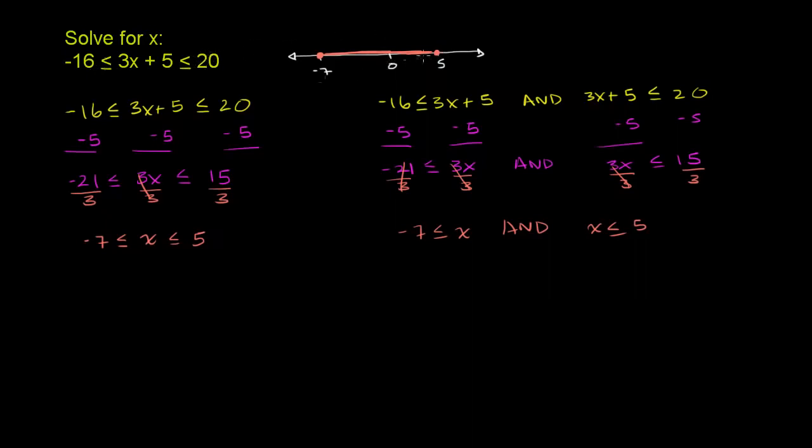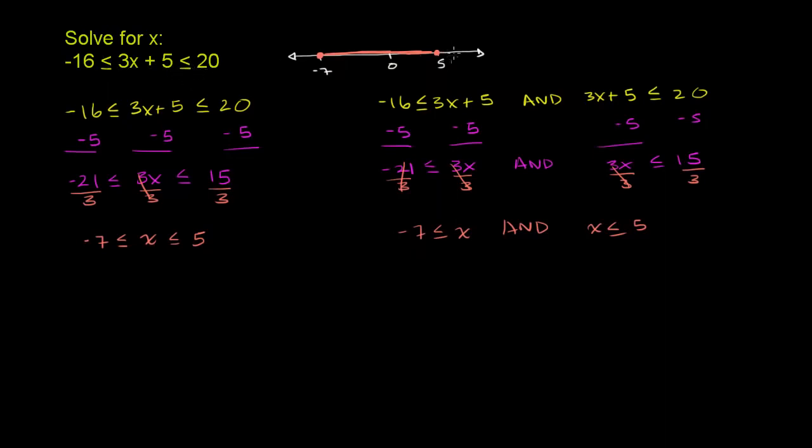You could try 5. If you put 5 here, you get 3 times 5 plus 5. Well, that's just 20. Negative 16 is less than or equal to 20, which is less than or equal to 20. That works. Negative 7 should also work. 3 times negative 7 is negative 21. Plus 5 is negative 16. So you get negative 16, which is less than or equal to negative 16, which is less than or equal to 20. And you could try other values.